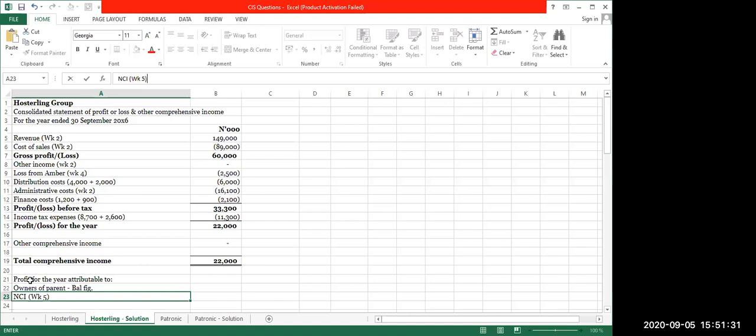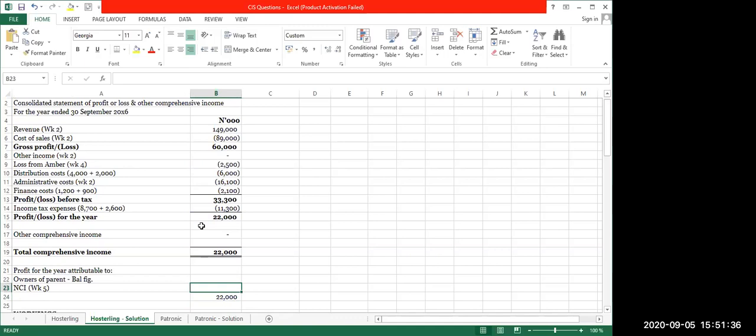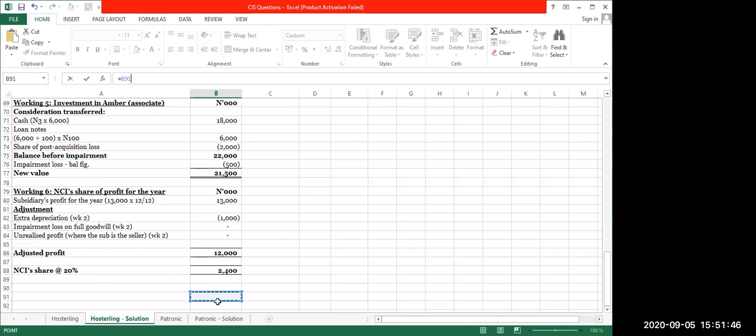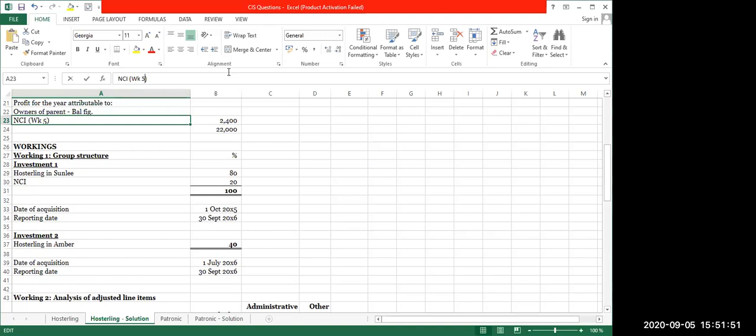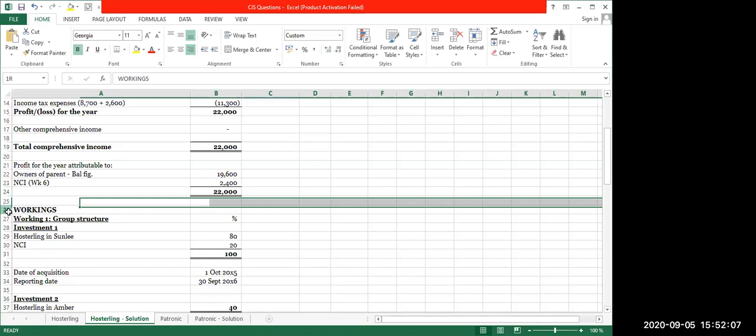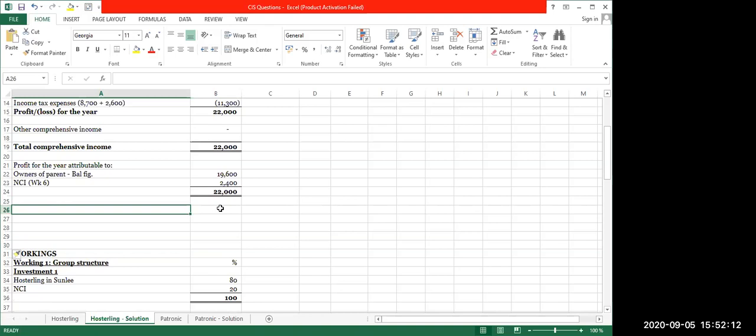So the profit for the year was 22,000. NCI share of profit for the year, as calculated in working five, or working six, sorry, was 2,400. So that means the parent one is just a balancing figure. So that's this minus this. Here we go. So the next thing is total comprehensive income.